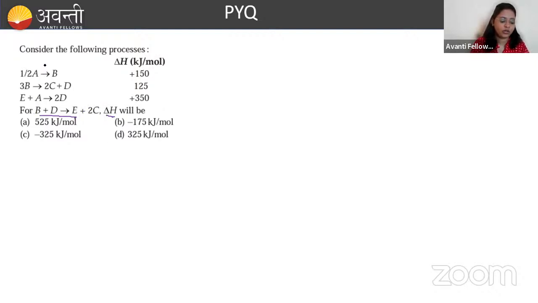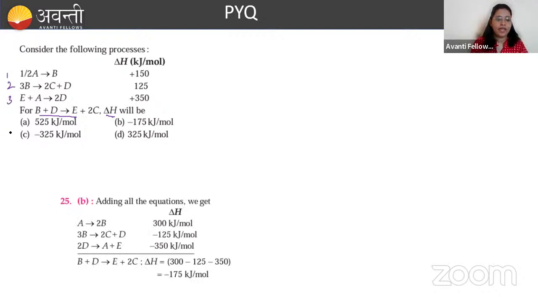Okay, so adding all this equation, what we are going to get, 1 2 3, ठीक है, मैं ये तीनों इक्वेशन को क्या करती हूँ, ऐड करती हूँ, 1 2 और 3, इन तीनों को ऐड करते हैं, what we are going to get, A giving 2B, 3B giving 2C plus D and E plus A. इस रिएक्शन को मैंने रिवर्स कर लिया, ठीक है, I have reversed this reaction like this way.